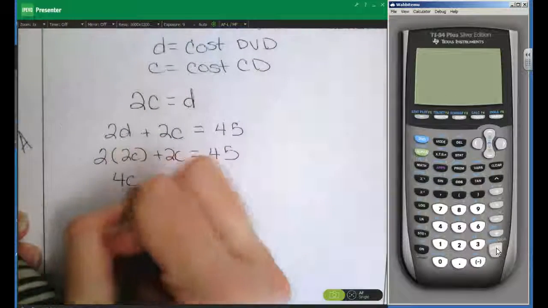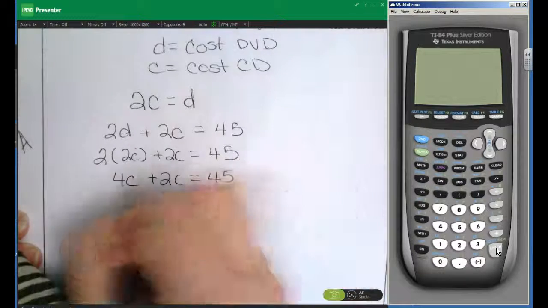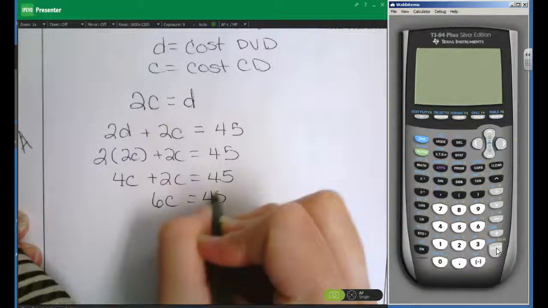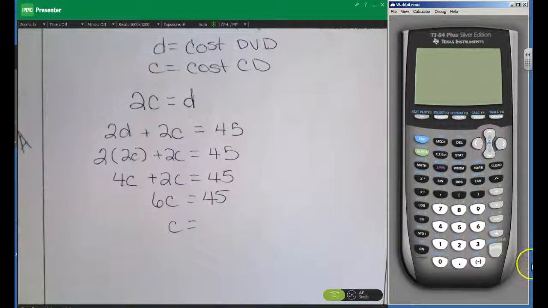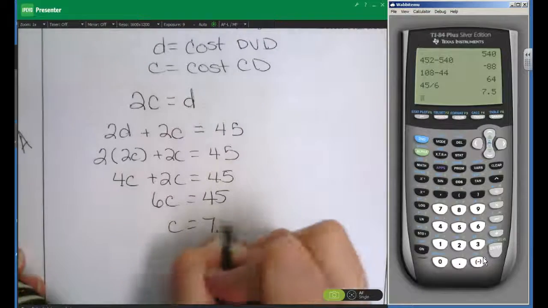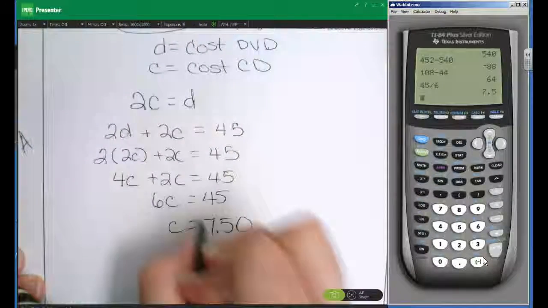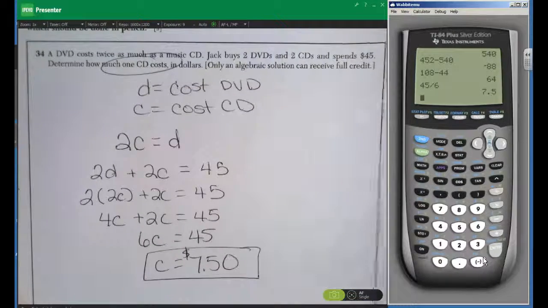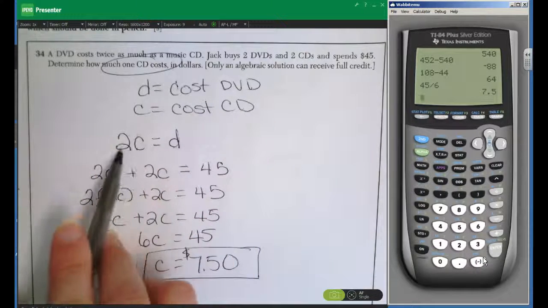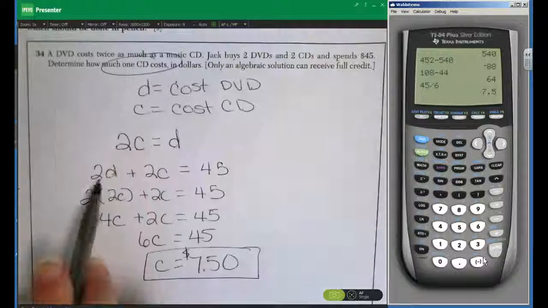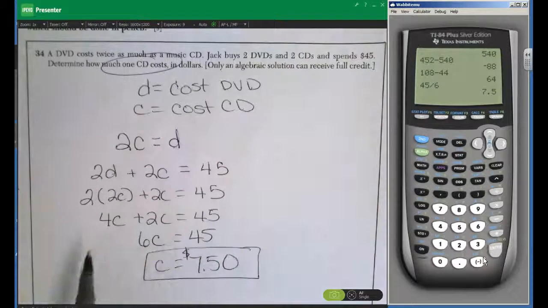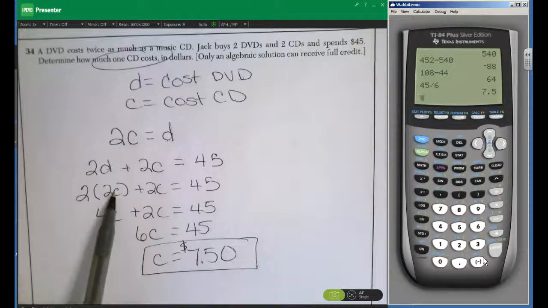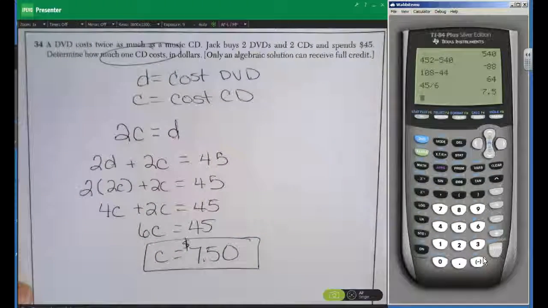2 times 2 is 4. 4 plus 2 is 6. Divide both sides by 6. $7.50 wants the CD cost in dollars. If we left it at 7.5, we would get it wrong. 3 points. Cost of the DVD, cost of the CD. The DVD costs 2 CDs. We bought 2 DVDs, 2 CDs for $45. We substituted the 2C in. 2 times 2 is 4. Added it up. Got our $7.50.